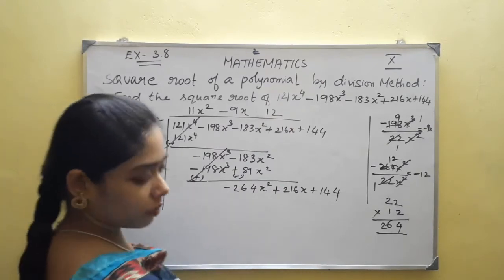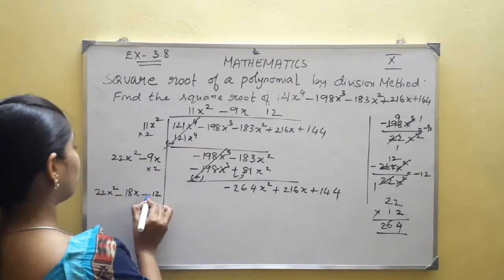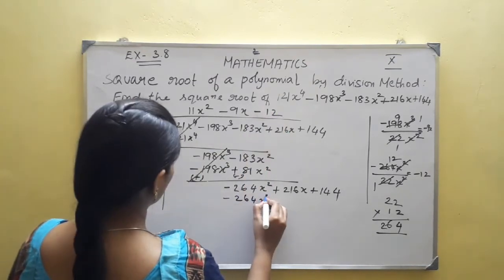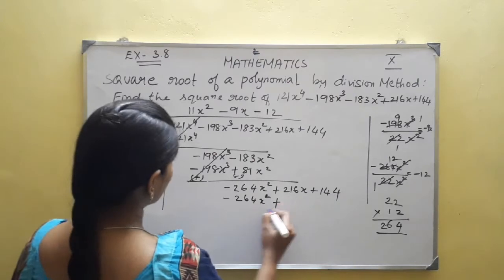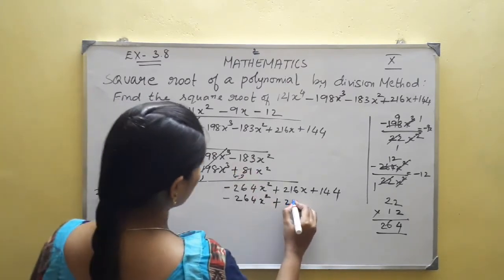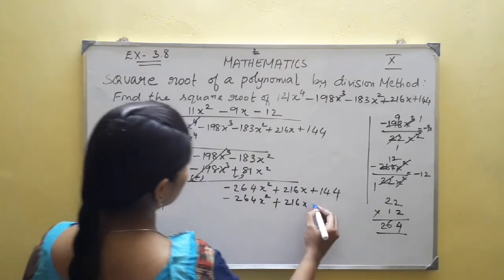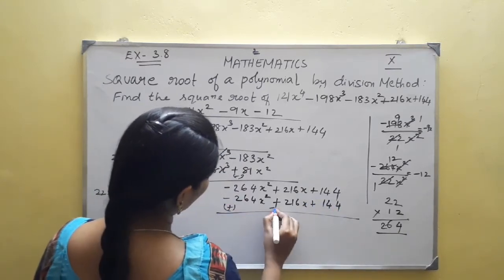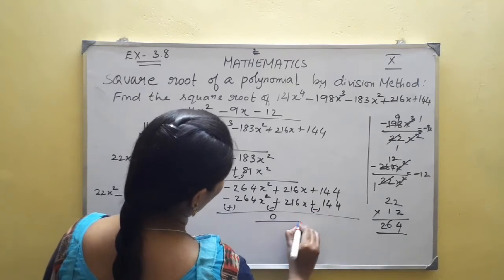So this gives me minus 264x square, minus into minus plus. So 18 12s are 216x, minus into minus plus 144. If you change the sign over here, you will get the remainder to be 0.